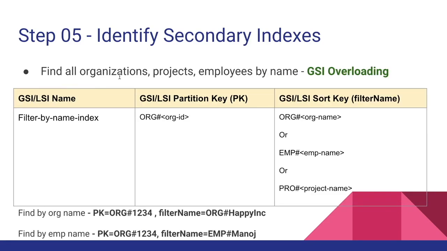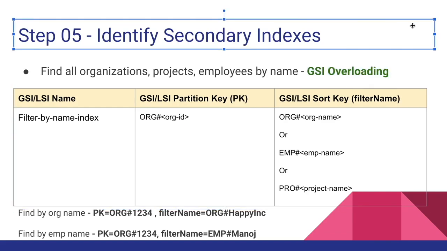Now this is about finding all organizations, projects and employees by name. This is another access pattern that we couldn't satisfy so far. And I told you earlier, in our front end, we have a filter to filter projects, employees, and organizations by their name. Now for that, we are going to use GSI overloading.